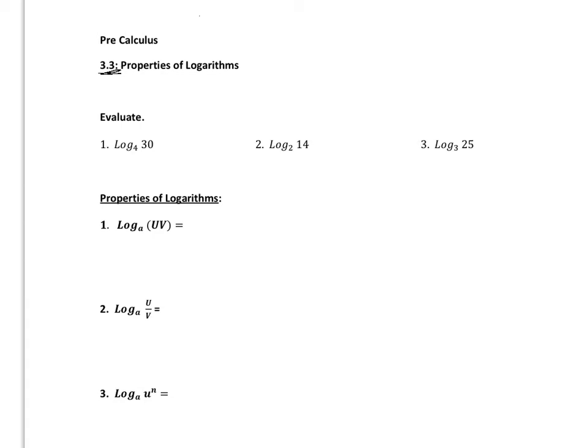Now, 1, 2, and 3, you can just put in your calculator and you're going to get a decimal for it. But I'm going to put some meaning and purpose behind it. If you had to evaluate number 1, I'm going to say this is equal to y. If I put this back into exponential form, I'll just write it up here. This is 4 to the y equals the argument of 30.